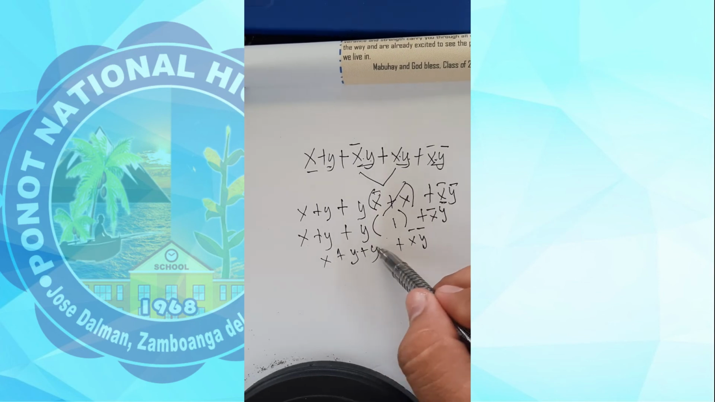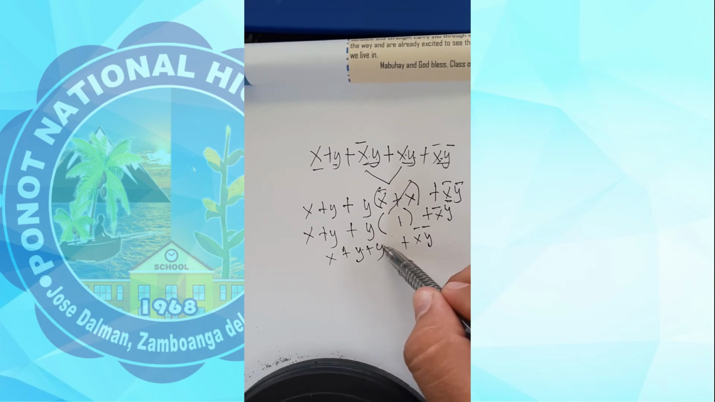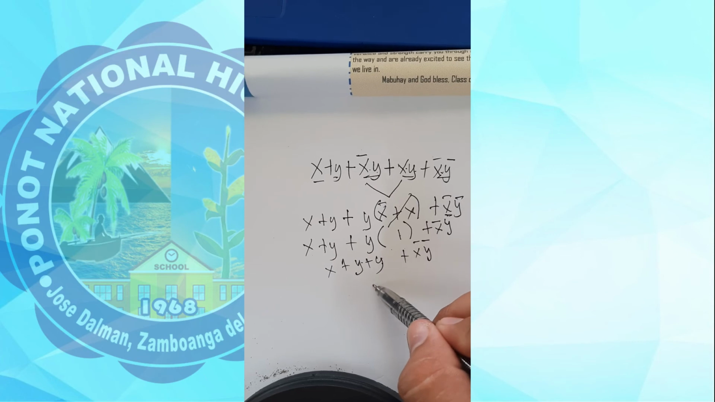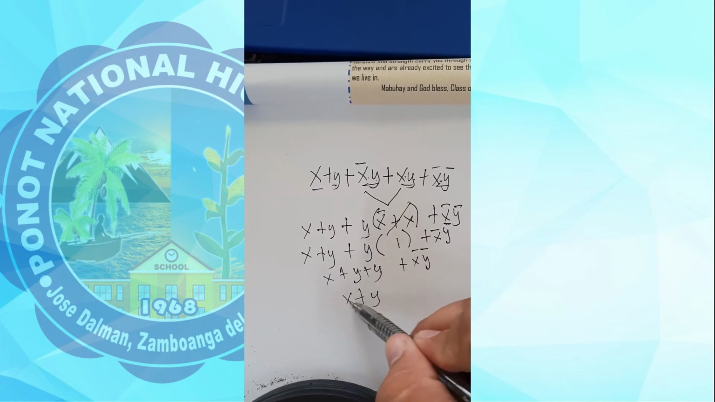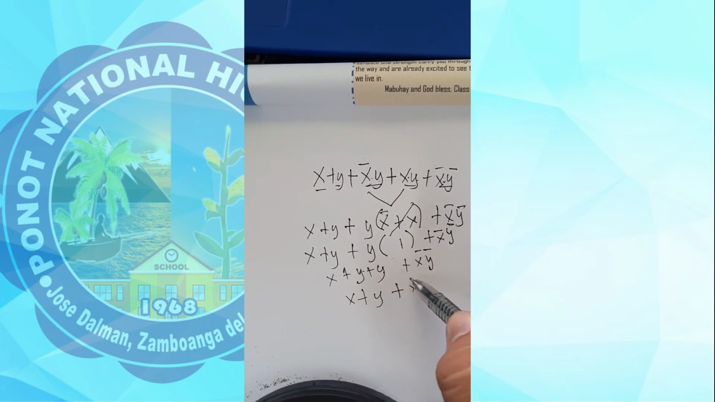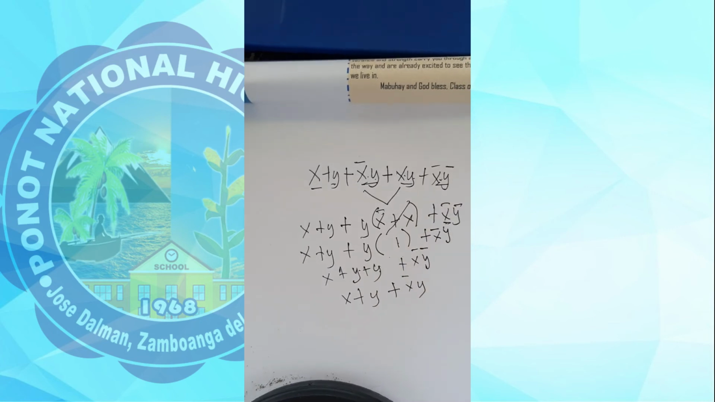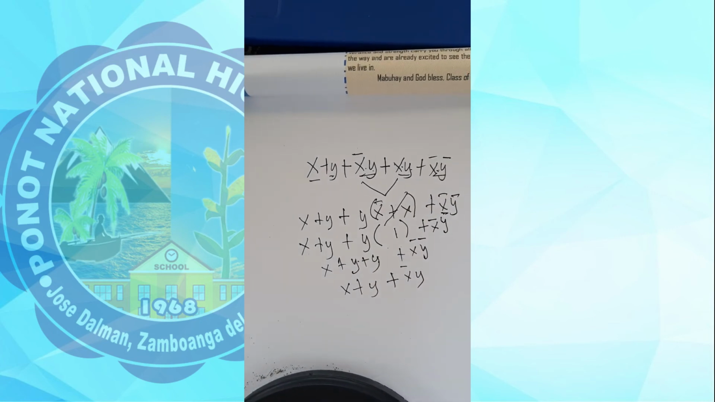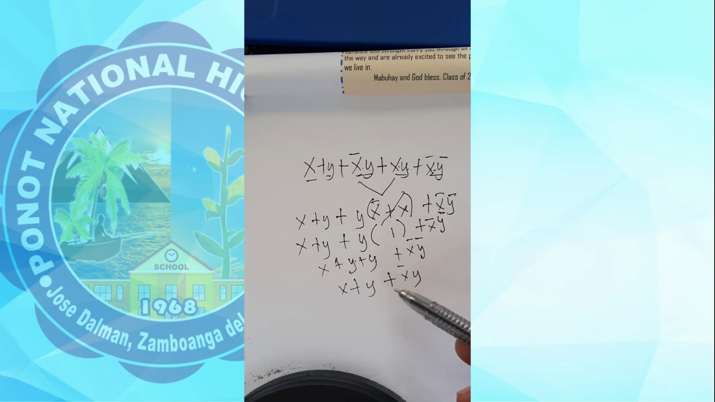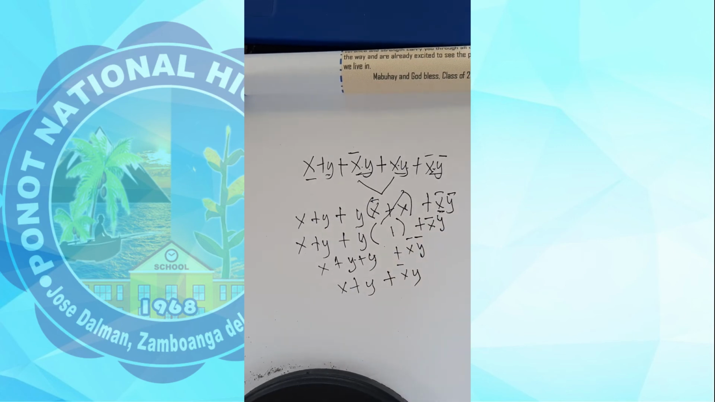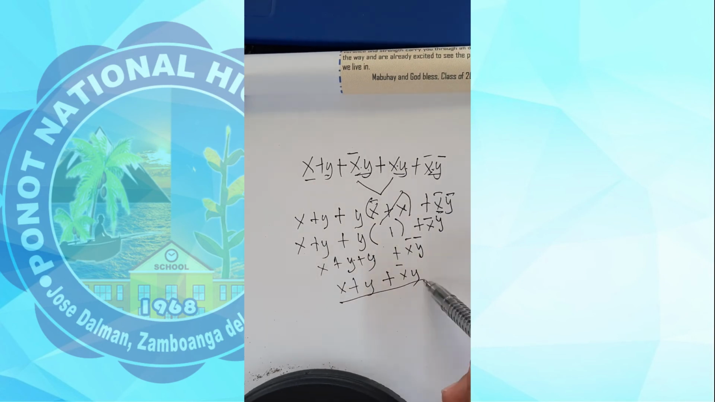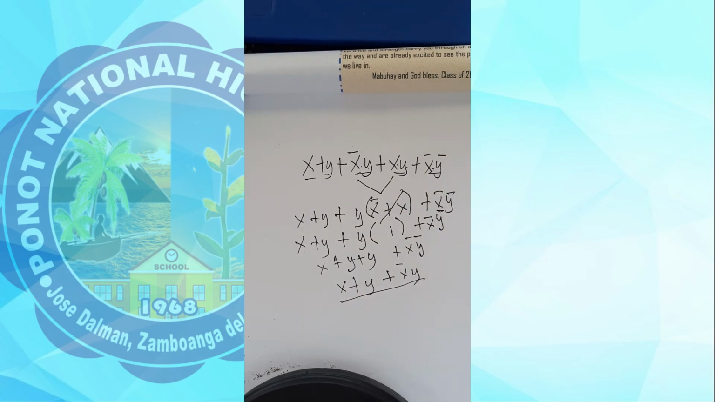Then, y plus y. Open your postulate again. Y plus y is y. Okay. X bar y bar. Do you think we can still simplify this one? Pwede pa. Pero, pwedeng hanggang dito lang tayo as long as ma-simplify, minimize natin ang paggamit ng components.